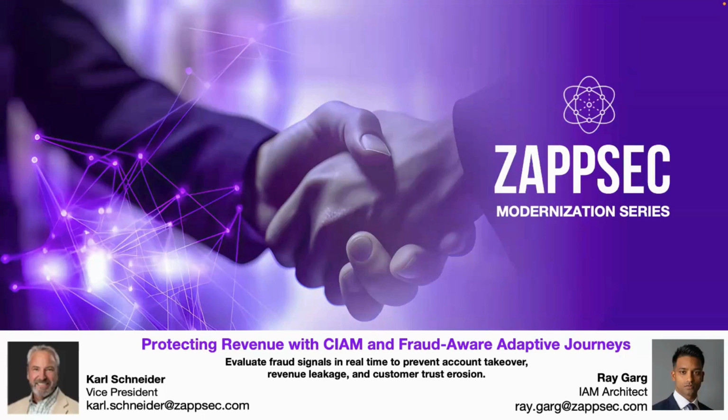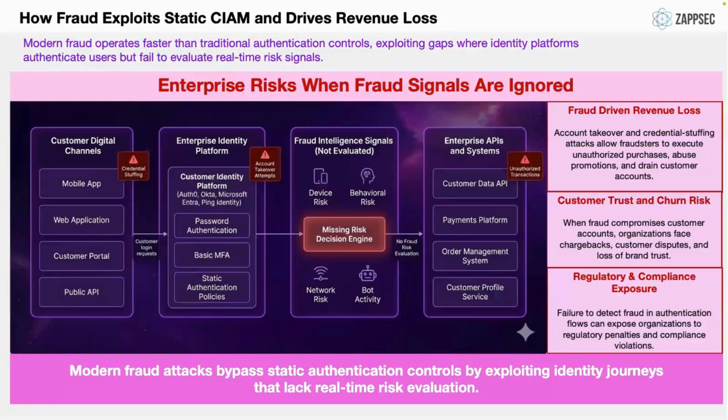Ray, there's a tension I sense in most enterprise organizations that nobody has fully resolved yet. The fraud teams see credential stuffing, account takeover, and bot abuse hitting the customer identity layer, so they push for stronger controls. Meanwhile, the digital commerce team is watching abandonment rates climb every time you add friction to the login or the checkout. Both teams are right, and the identity platform sits right in the middle, serving neither team very well.